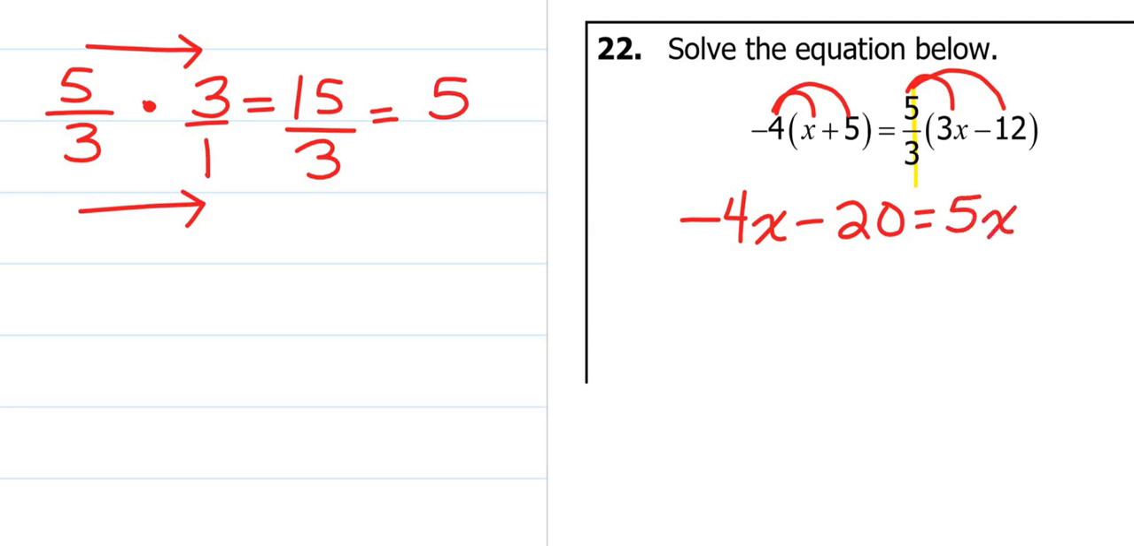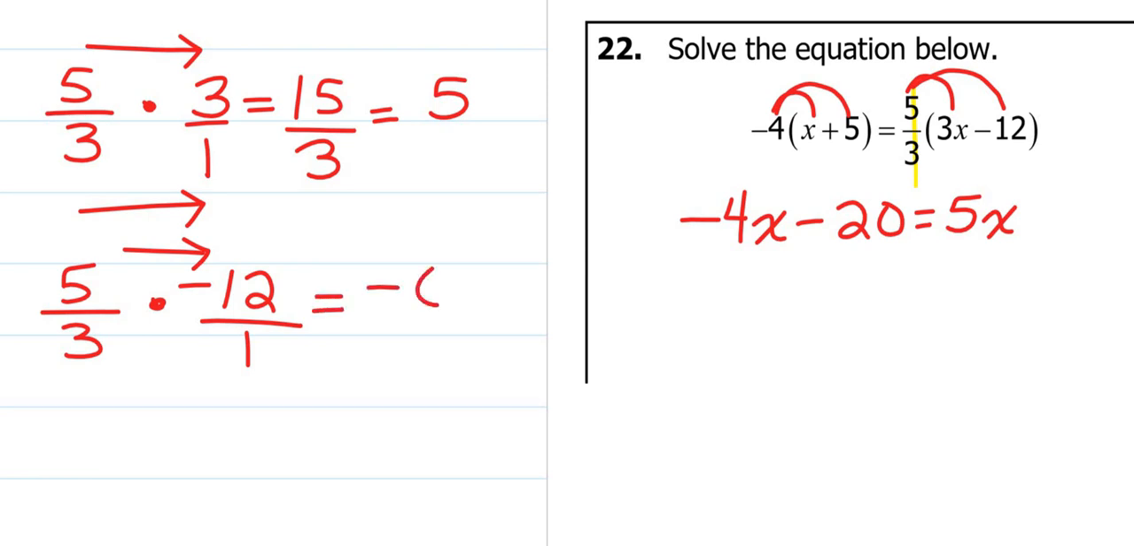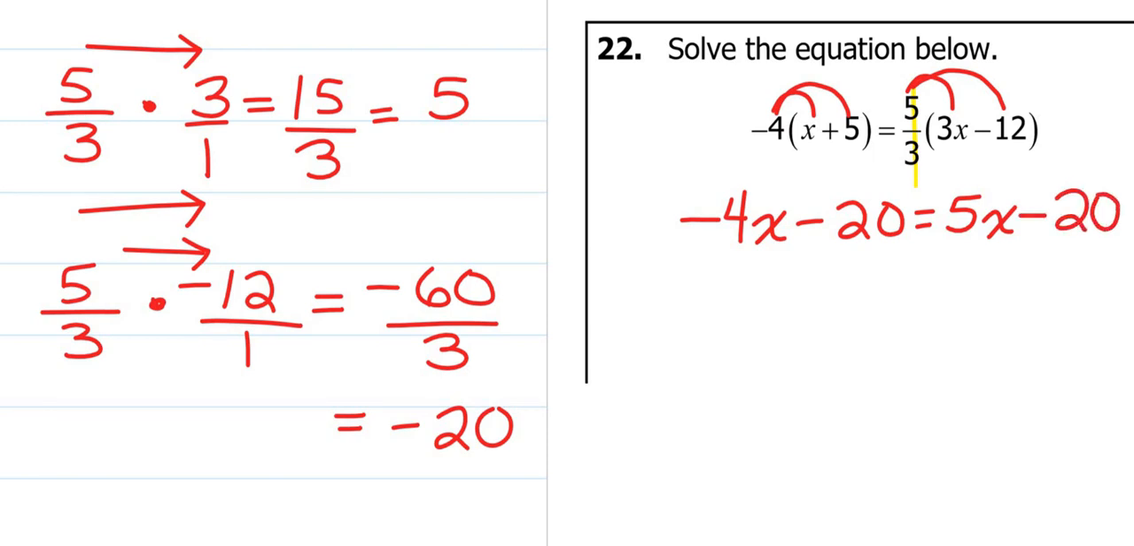Now 5/3 times negative 12. Put the negative 12 over 1 and multiply across. 5 times negative 12 is negative 60. 3 times 1 is 3. Negative 60 divided by 3 is negative 20. Okay, so we have 5x minus 20. Now, this is much simpler, and we can go ahead and we can solve.